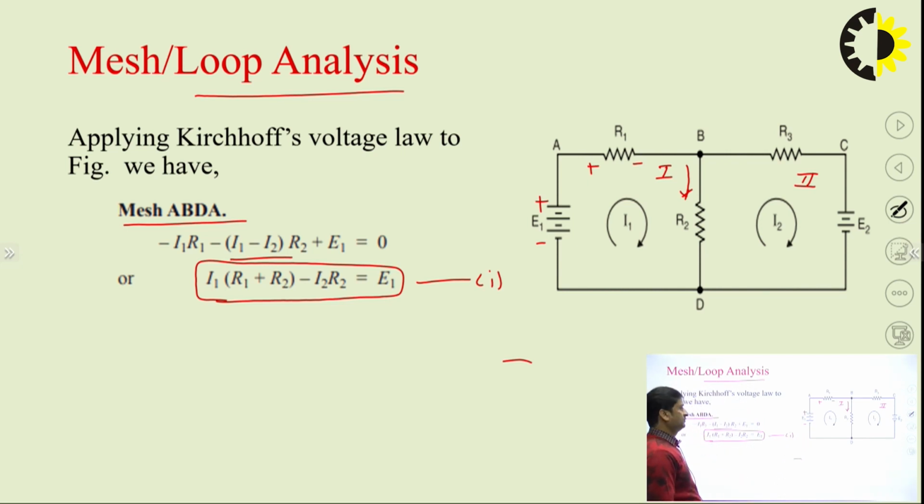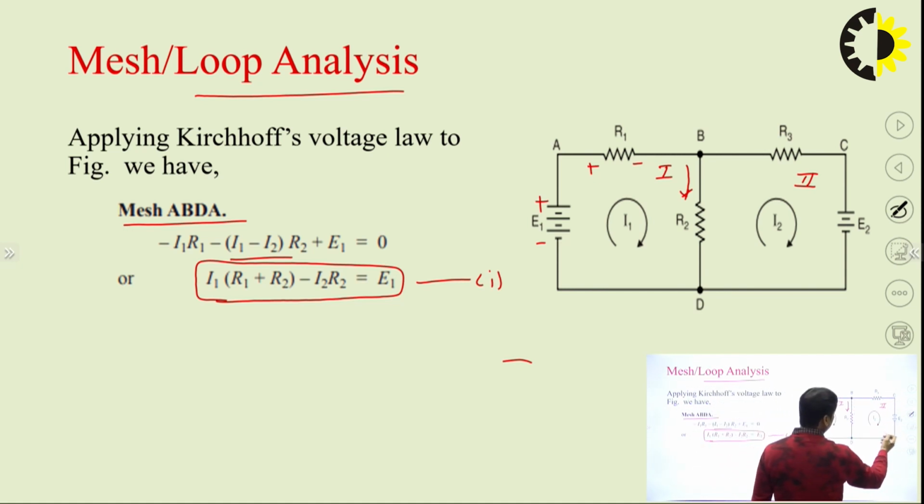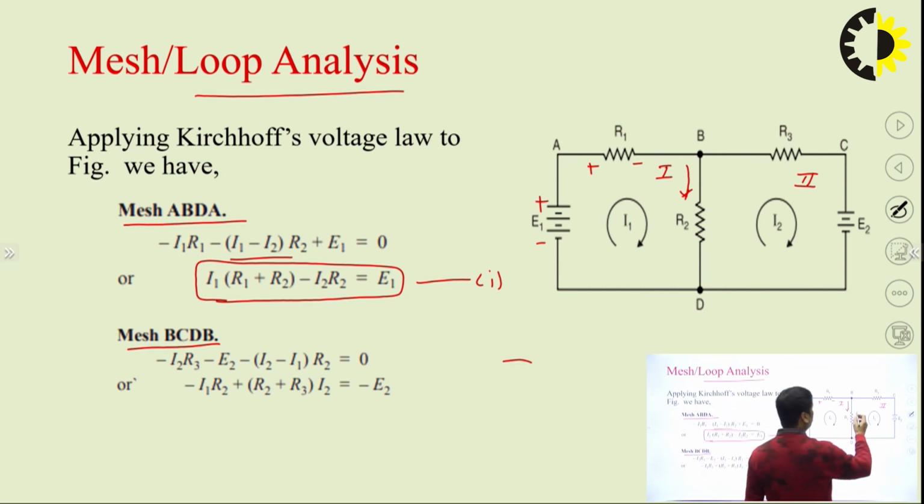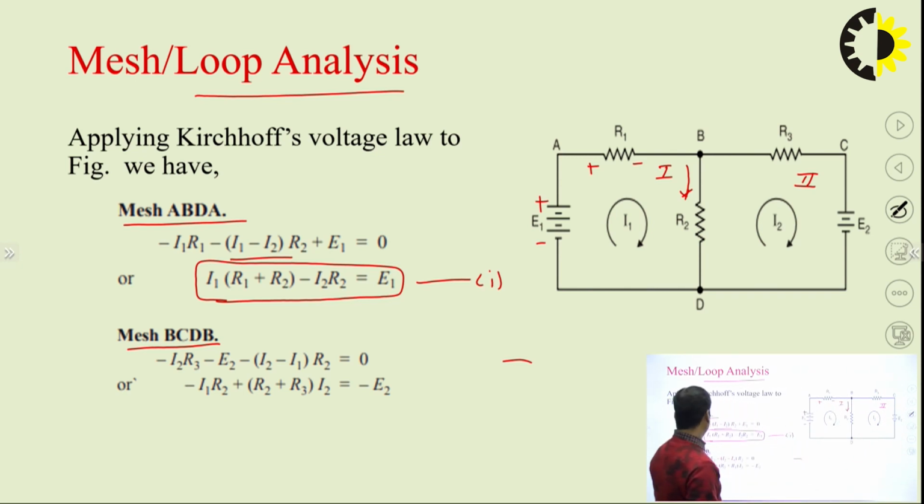This is equation 1. Now let us come to another mesh, B, C, D, B. In this particular mesh B, C, D, B, again we apply the same concept of KVL, because the current is flowing like this. So from B to C there will be a minus I2 into R3.